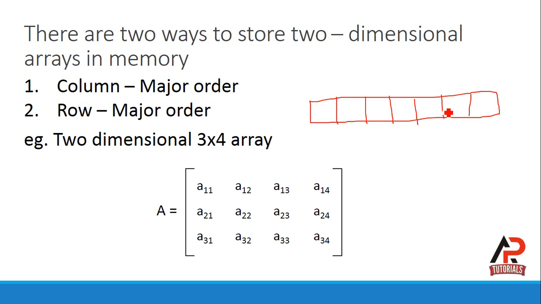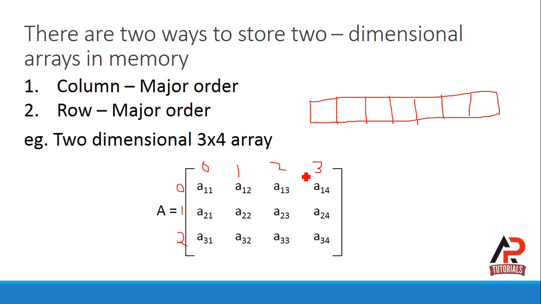How? Let us see. Let's take a two-dimensional array, 3 by 4. 3 cross 4 array. The indexes are 0, 1, 2 for rows and 0, 1, 2, 3 for columns. So the compiler starts the index with 0.